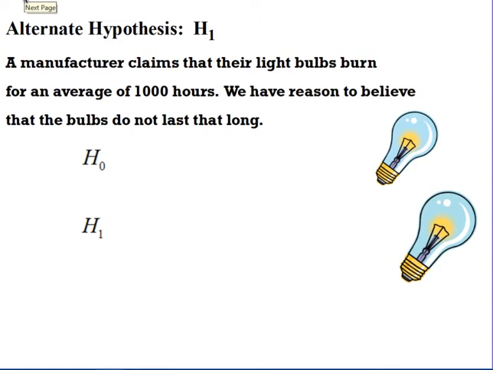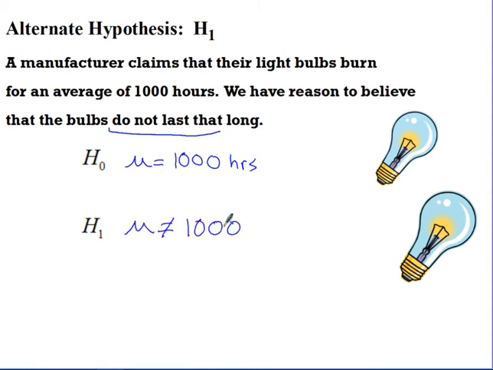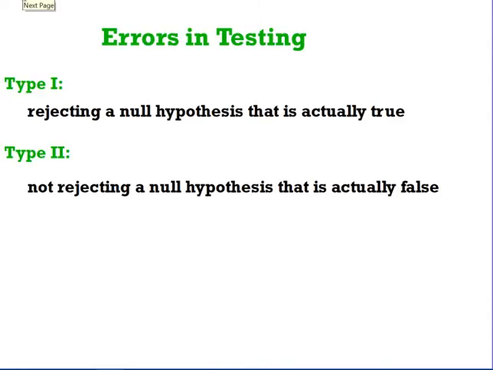Now, here we've got a manufacturer's claim that the light bulb will burn on average 1,000 hours. So the null hypothesis would be that the population mean length of that light bulb burning is 1,000 hours. We have reason to believe that it does not last that long. Now, I could test greater than or less than. I can also test that maybe it just is different than that null hypothesis. We'll talk about the different types of tests as we work through this over the next couple of weeks.